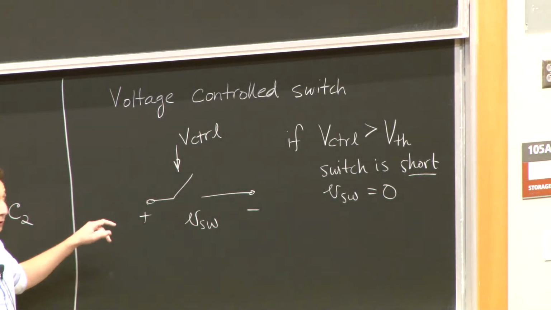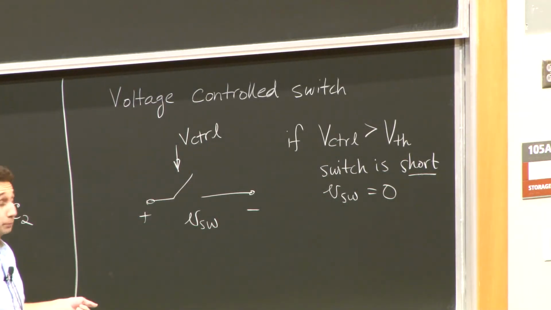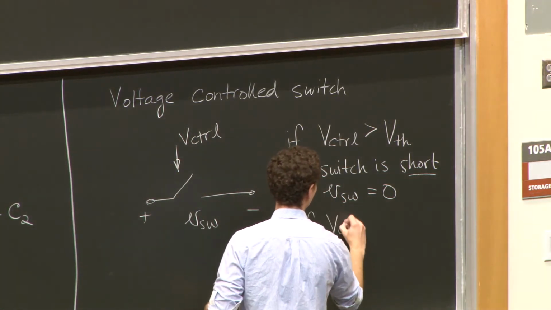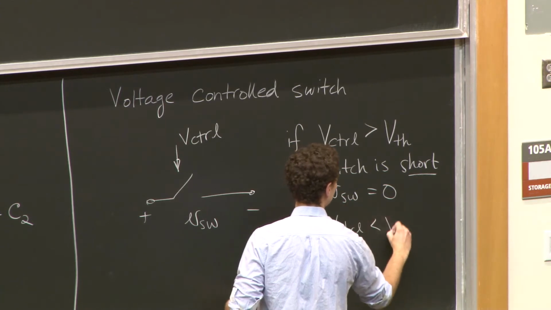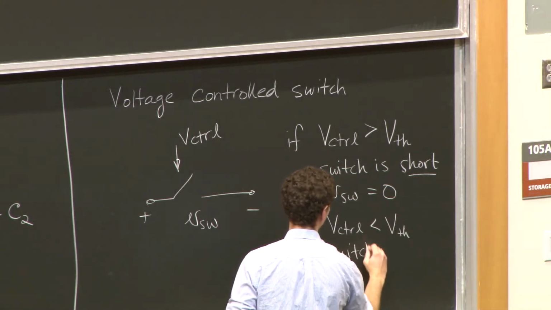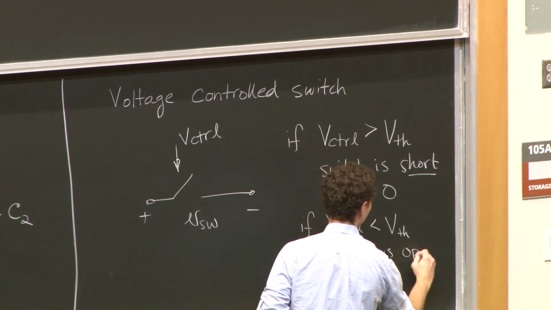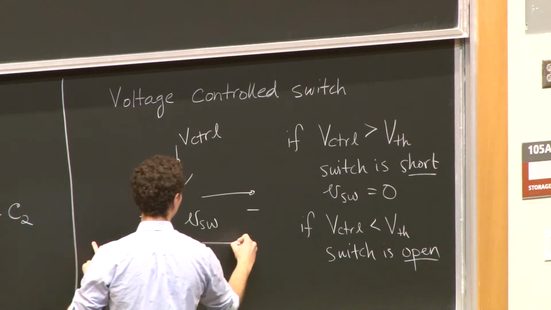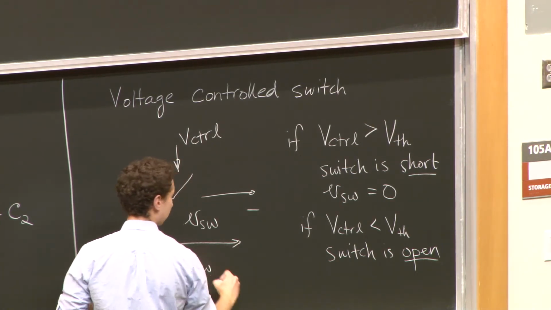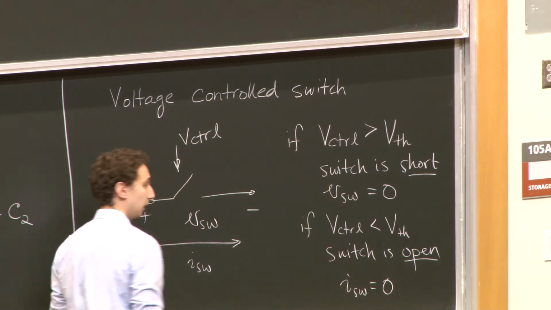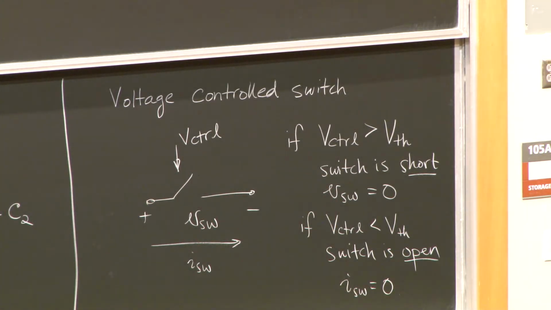Now when the switch is open, or when the voltage is below this threshold, V control is less than some threshold VTH, the switch is open, and we say that the current through the switch, I switch, is equal to 0. Any questions on this so far?